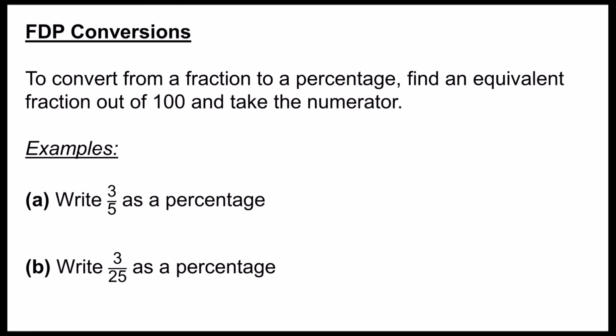In my first example, it asked me to write 3/5 as a percentage, so I'm going to start off by thinking how I can get 3/5 to a fraction that's out of 100. I know to get there that I've times the denominator by 20. So on the top, get an equivalent fraction, 3 times 20 gives me 60. And therefore my numerator of 60 is my percentage. 60% would be my answer.